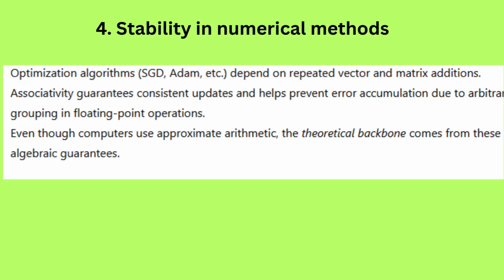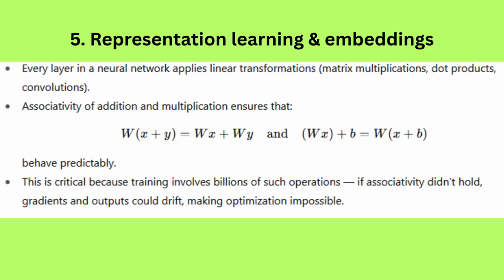So then, the representation of learning and embeddings. Every layer in a neural network applies linear transformations, which is basically matrix multiplications. So yeah, we'll just end there and go to the next problem.